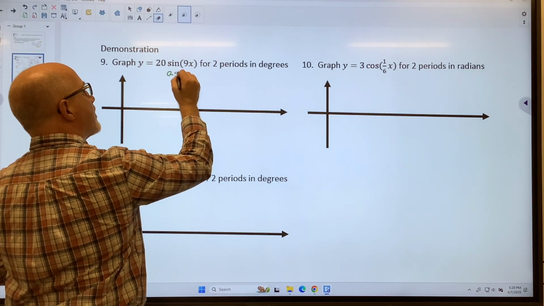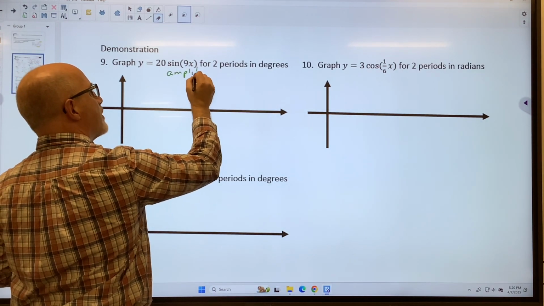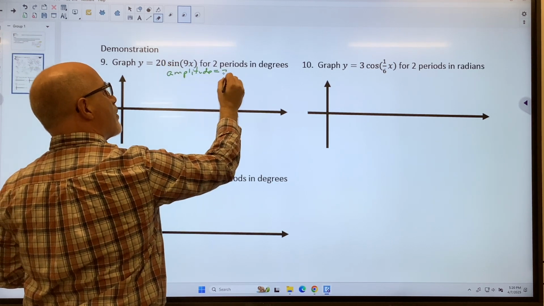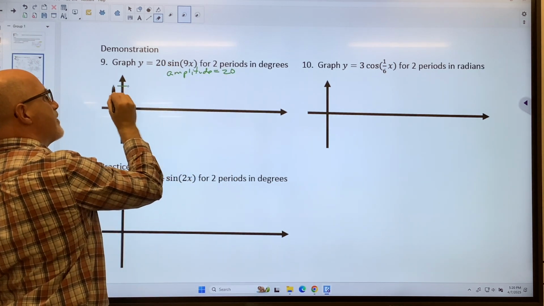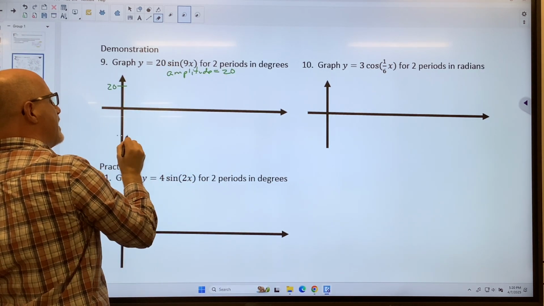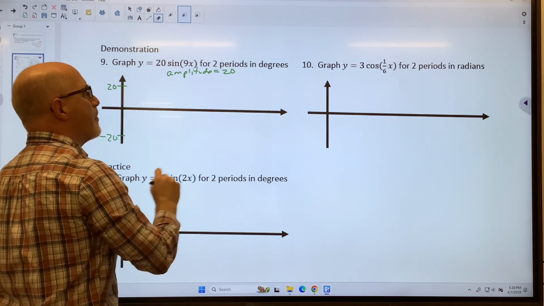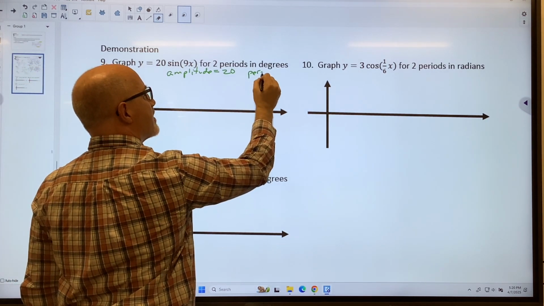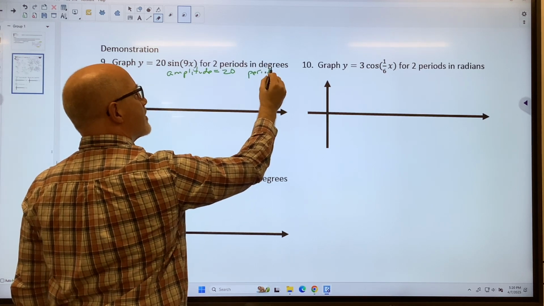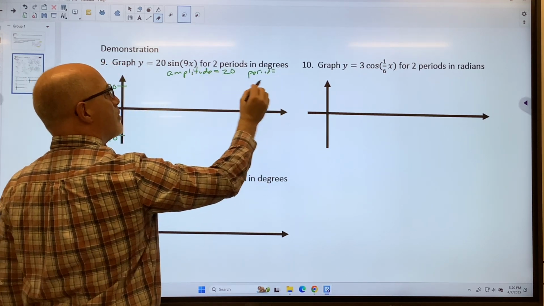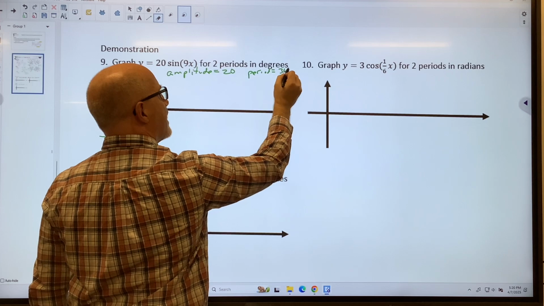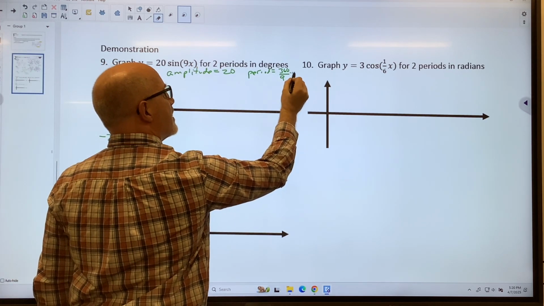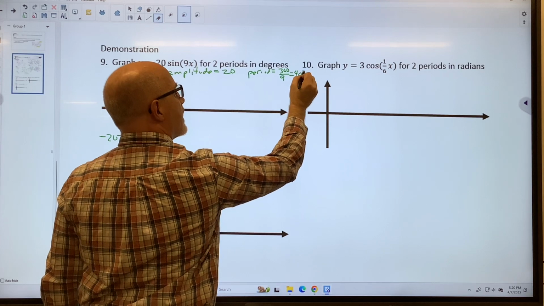So if we're looking at this first one, we want to know what the amplitude is. So the amplitude is just that first number, which is 20. So the graph is going to go up to 20 and down to negative 20. Now this 9 on the inside affects the period, and since we're going to do it in degrees, our period is going to be equal to 360 divided by that 9. 360 divided by 9 is 40 degrees.